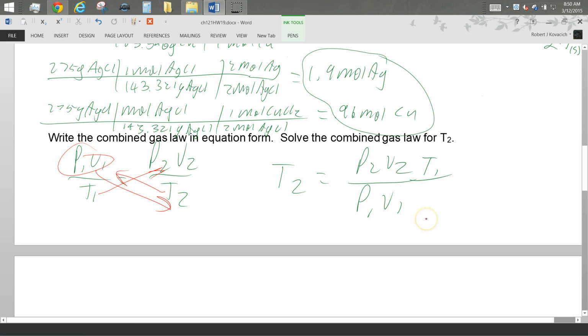Does the way that this is set up make sense? How, unit-wise, does this answer make sense?